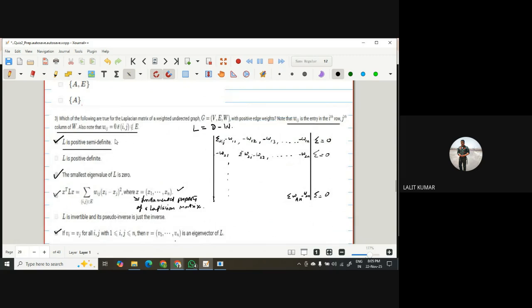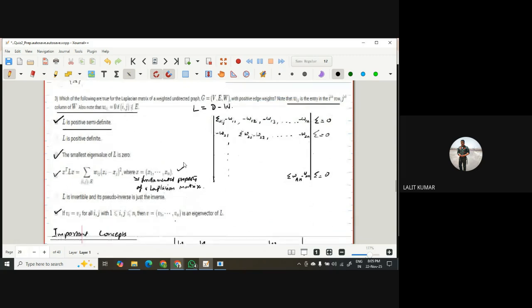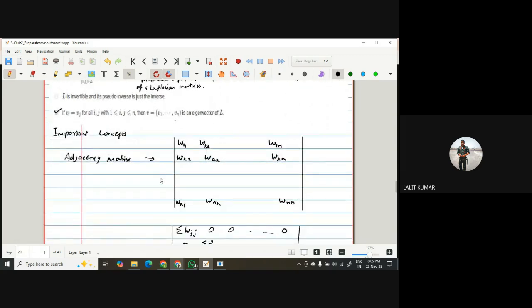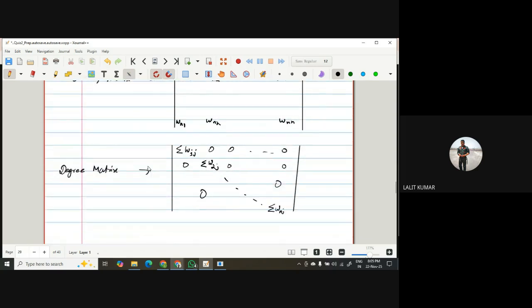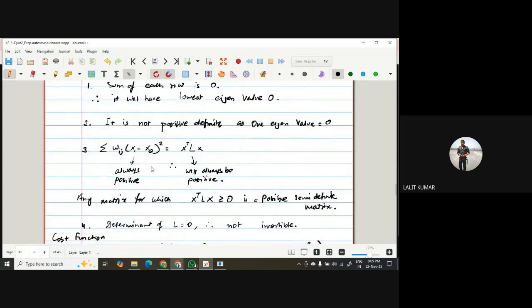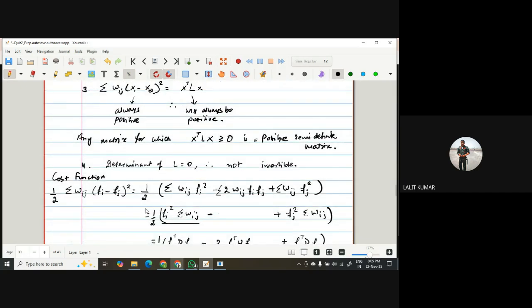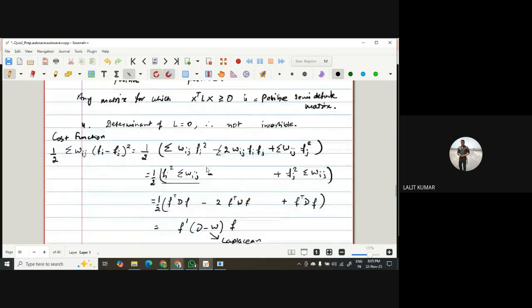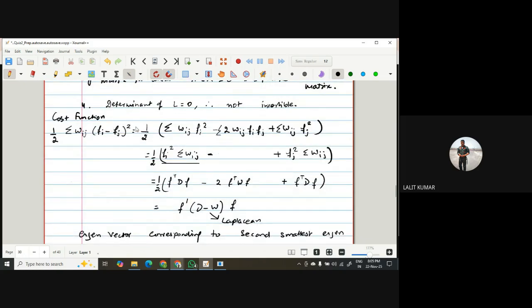This question 3 is all about the important concepts I just covered. I have covered the adjacency matrix, degree matrix, Laplacian, and properties of the Laplacian. Please go through the properties of the Laplacian. It might come in some form or other. And the determinant of this Laplacian L is 0, and that's why it is not invertible. This is how we arrive at this function.